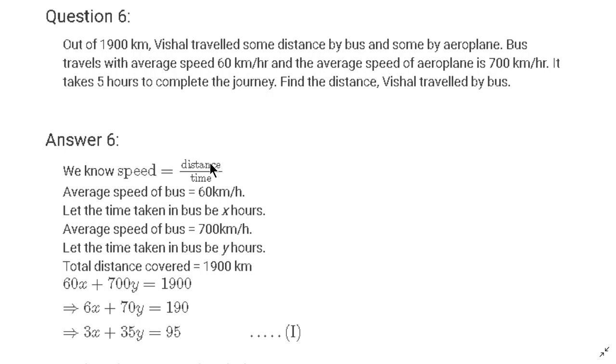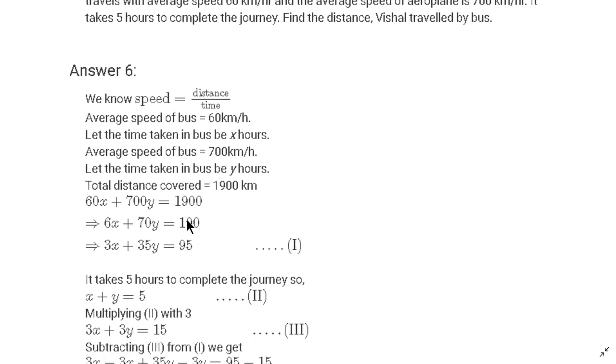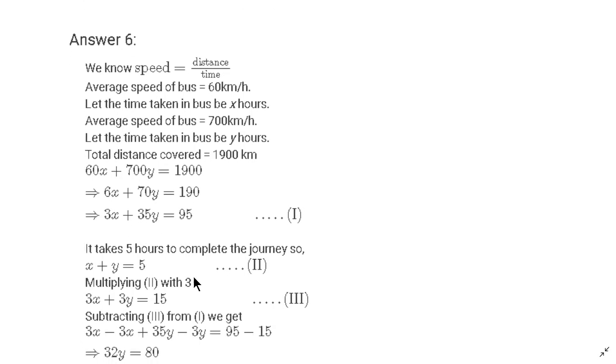As with the bus, now use y. The average speed of the aeroplane is 700 kilometers per hour, so multiply it with the time y. So 60x plus 700y is equal to 1900. That is the first equation. We can simplify it by dividing by 10 and then by 2.